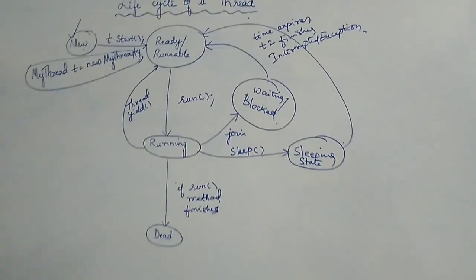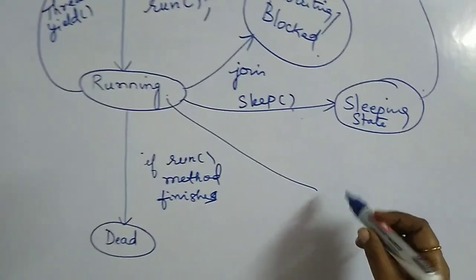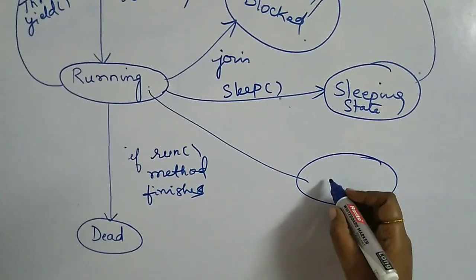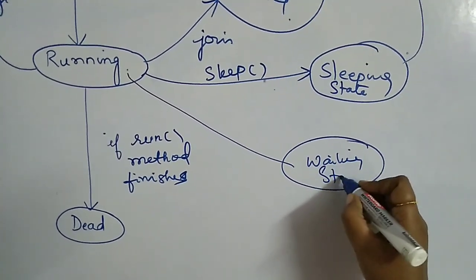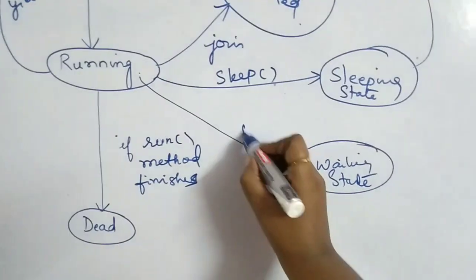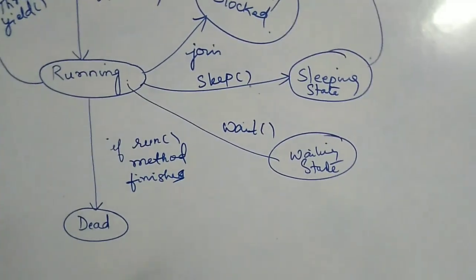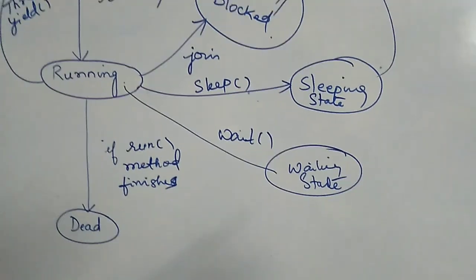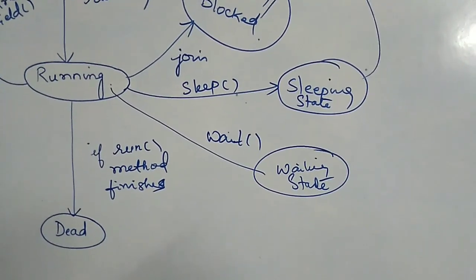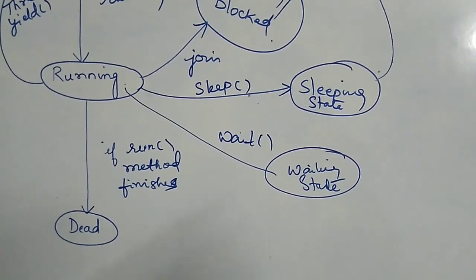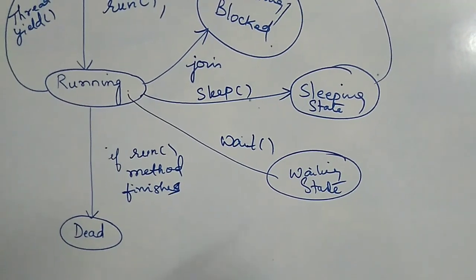Next is the waiting state, friends. When you apply wait on the current thread, it goes into the waiting state. So what is this wait method? Wait method tells the current thread to release the lock and go to sleep. I will repeat this statement: wait method tells the current thread to release the lock and go to sleep.